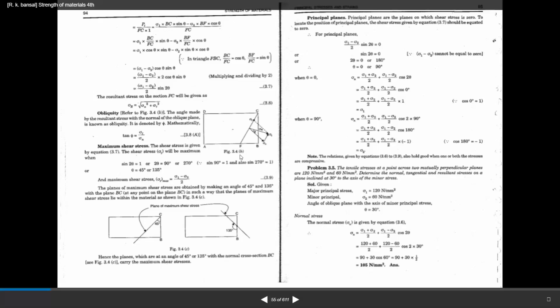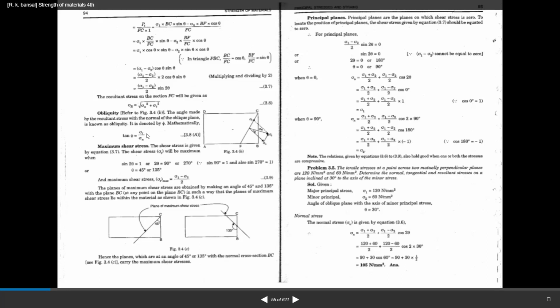See the diagram, figure 3.4b. This is the FC value, sigma n and sigma t. This is the angle phi. The angle made by the resultant stress with the normal of the oblique plane is known as obliquity. It is denoted by phi.